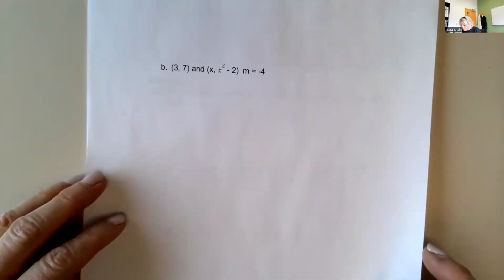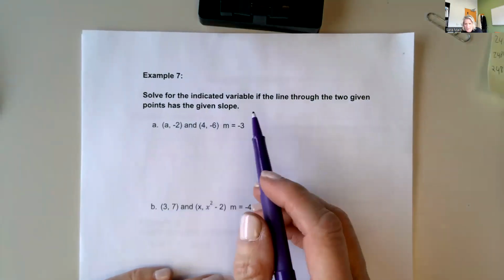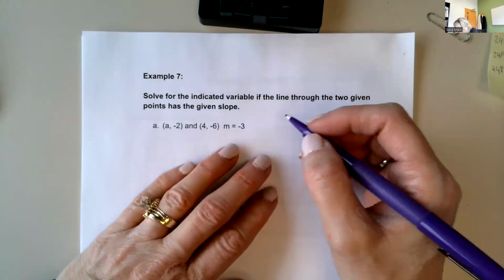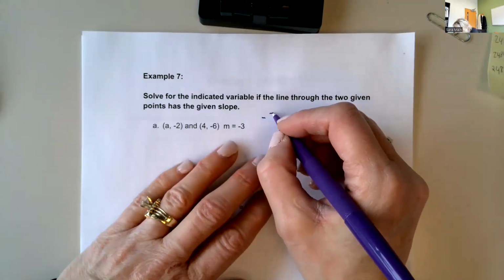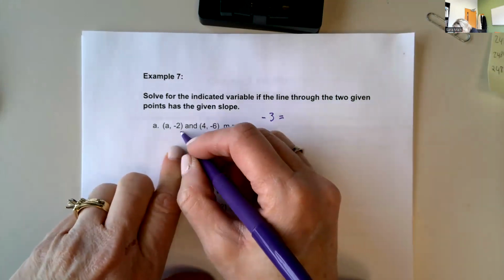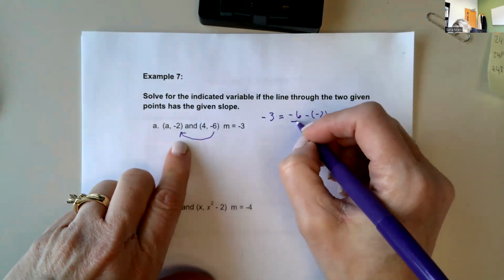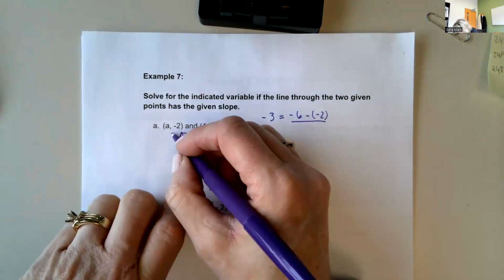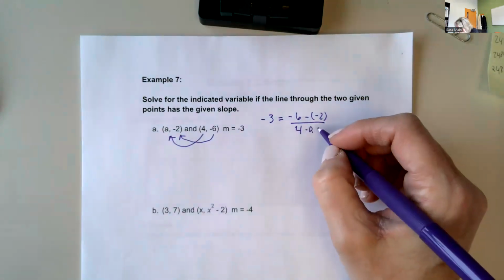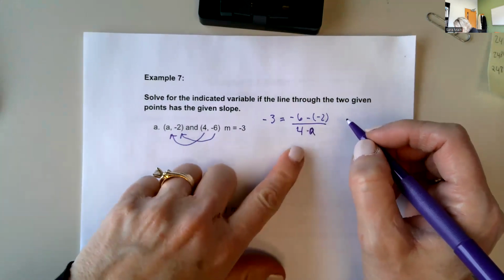So let's look at example 7. Example 7 says, solve for the indicated variable if the line through the two given points has the given slope. Okay, so we know our slope is a negative 3. And I'm going to do a negative 6 subtracting a negative 2 over 4 subtracting A. So this makes us think about how to solve for a letter, which we practiced in chapter 2.